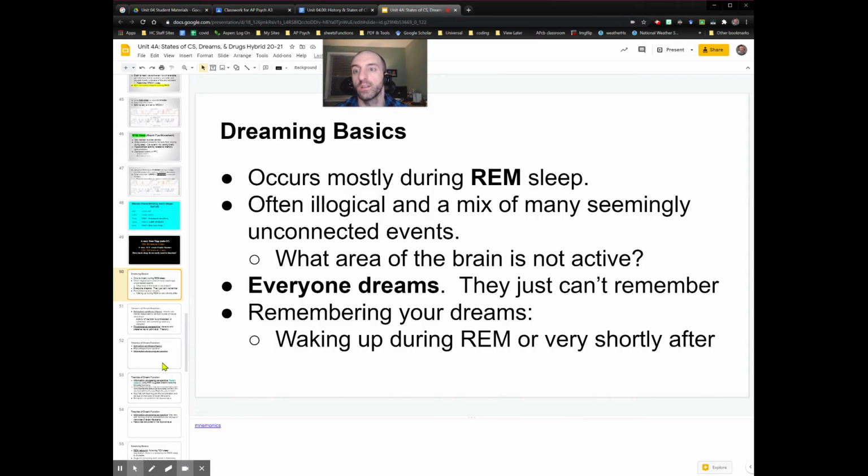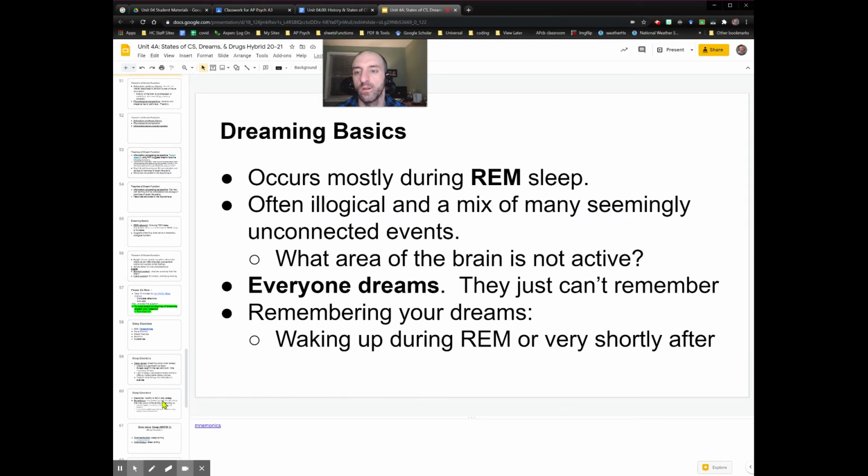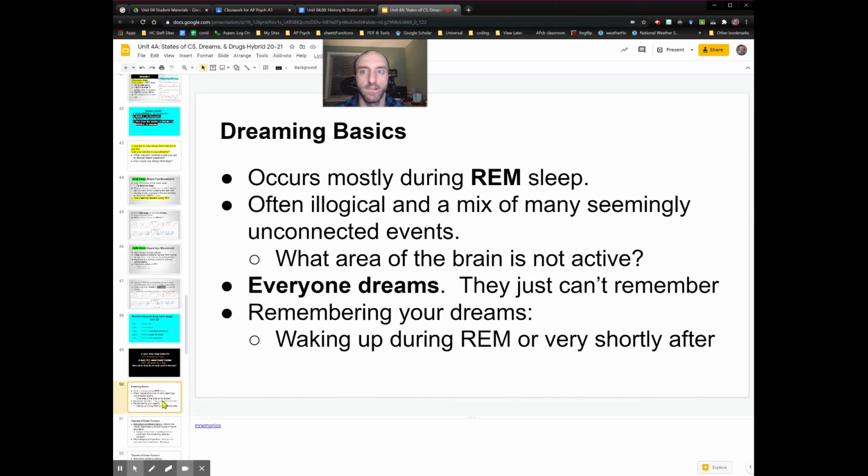Okay. Dreams. Most occurs during REM sleep. Everyone dreams. They just can't remember. The dreams that you do remember are those that were occurring right before you woke up, generally. So you dream throughout the night, throughout the sleep cycles, but you typically will only remember the ones that are right before you wake up.